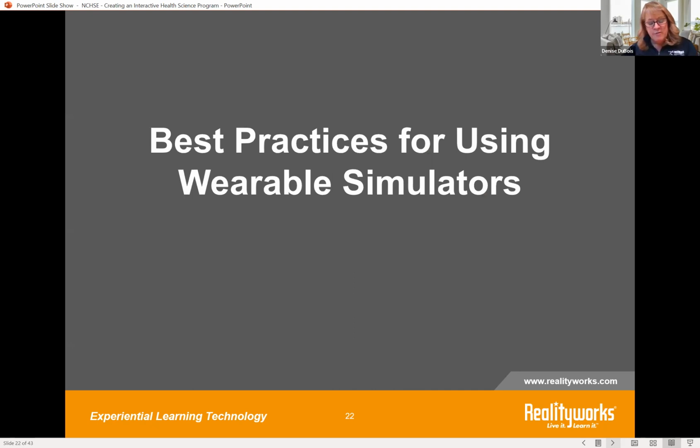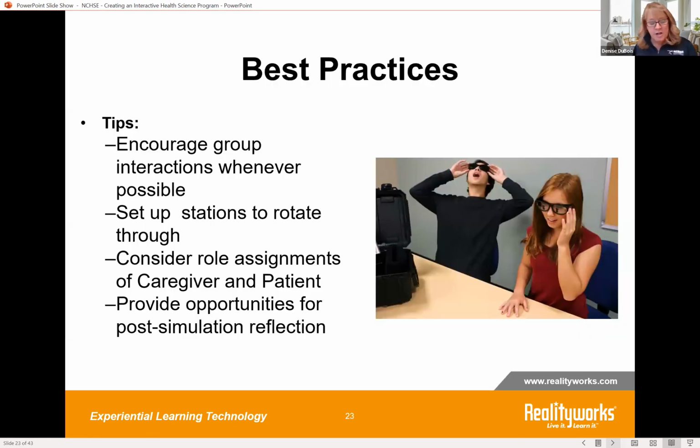So now we're going to share a few best practices for using wearables in your program that have been shared with us by instructors. First of all, encourage group interactions whenever possible so your students can build off of each other's experiences. We found that when teachers use stations, it's a great way to implement a variety of wearable experiences so your students can rotate through them, and it makes your classroom management easier with a lot less wait time for your students.